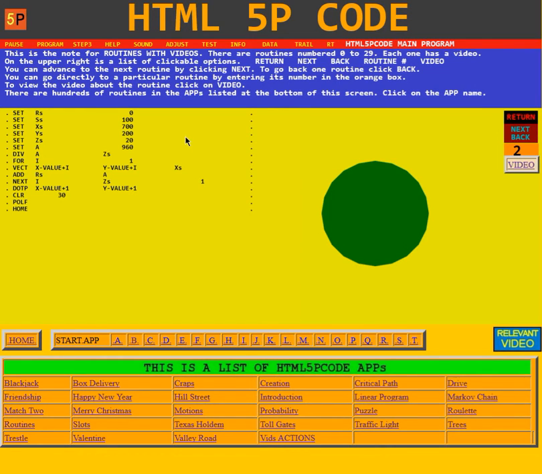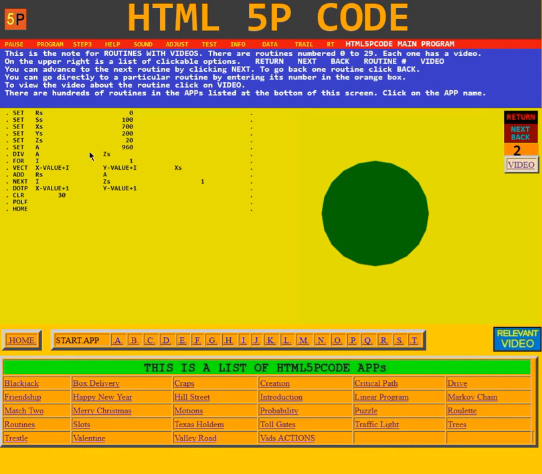This is the routine 2 video. It first sets the control register for rotation, size, X and Y position, which is the 700-200 center here. Then it sets the value of Z to 20. That's how many points it's going to make.